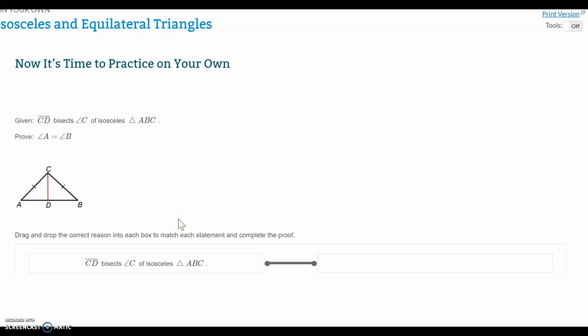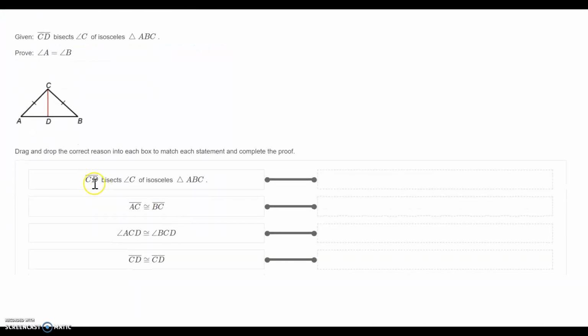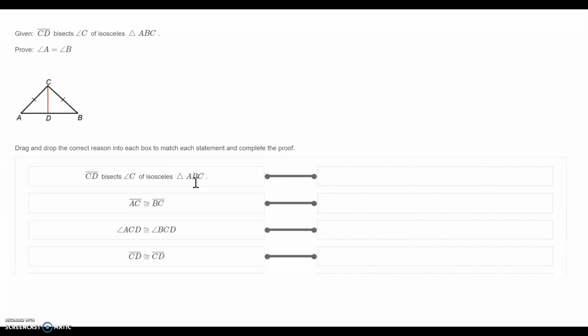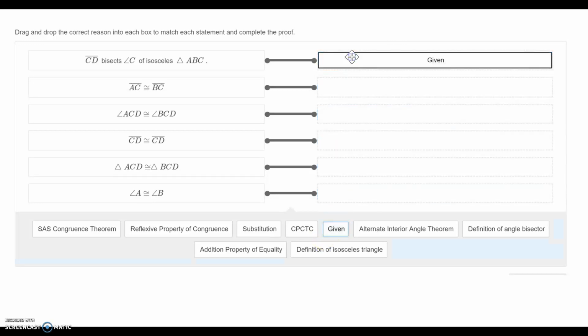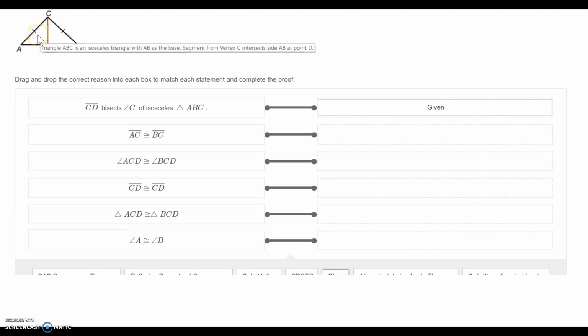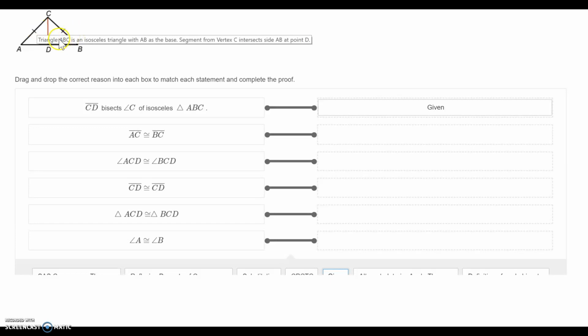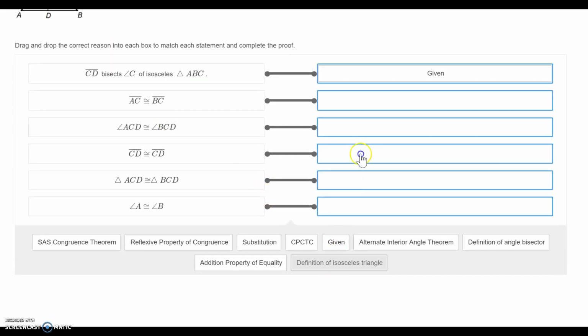So the on your own practice for 5.09, the first question, we're going to do a proof. We're given that line CD bisects angle C of the isosceles triangle ABC. So that's our given. Then it shows that AC is congruent to AB. We know that the two legs on an isosceles triangle are congruent. So that's the definition of an isosceles triangle.